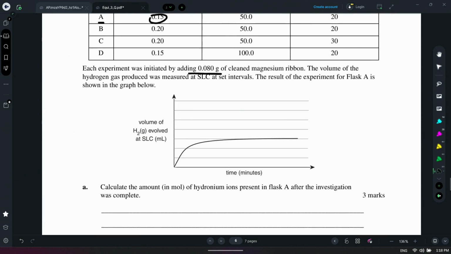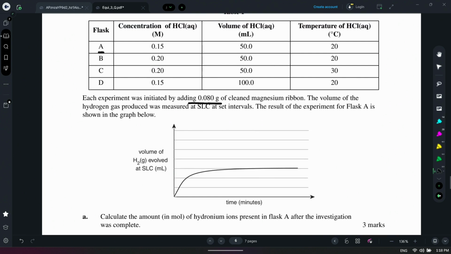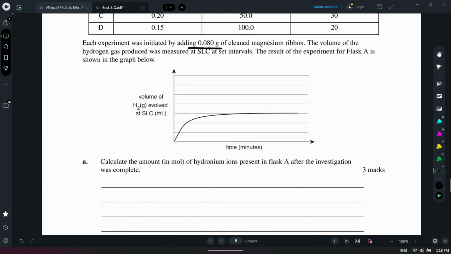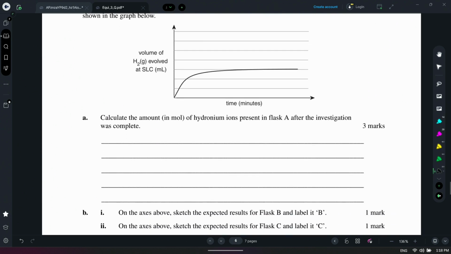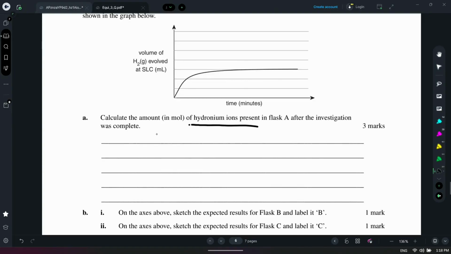Now, they have given us the results only for flask A. So let's focus on flask A, which has a concentration of 0.1 M hydrochloric acid. We are trying to collect 50 milliliters at 20 degrees Celsius. Now, the question is asking you to calculate the amount of moles of hydronium ions. You might be confused by the word hydronium ion. Hydronium ions are H plus, right? So H plus is pretty much equal to the hydronium ion.